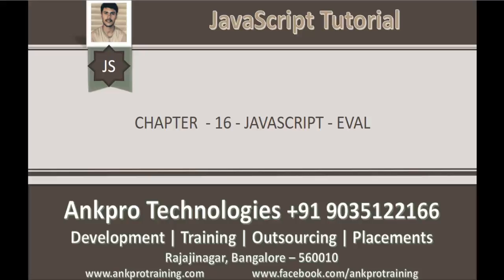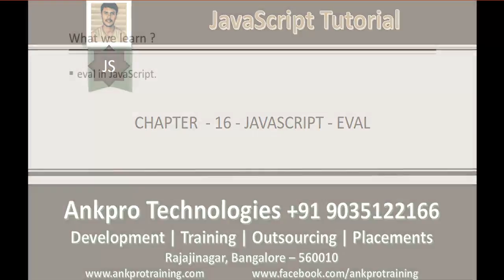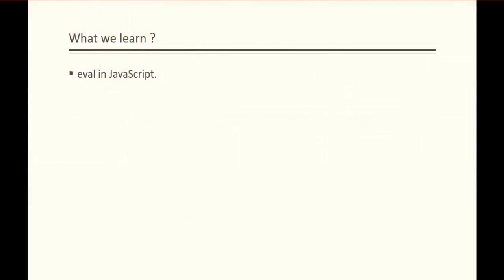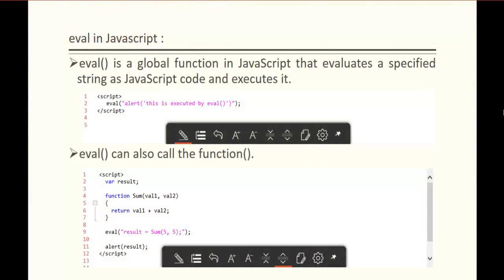My name is Harish. In this session, we are going to learn about the eval function in JavaScript. So what is this eval function? Eval is a global function in JavaScript that evaluates a specified string as JavaScript code and executes it. In the sense, eval is a function. It takes JavaScript code in the string format and it executes it. That's the meaning of this eval function.